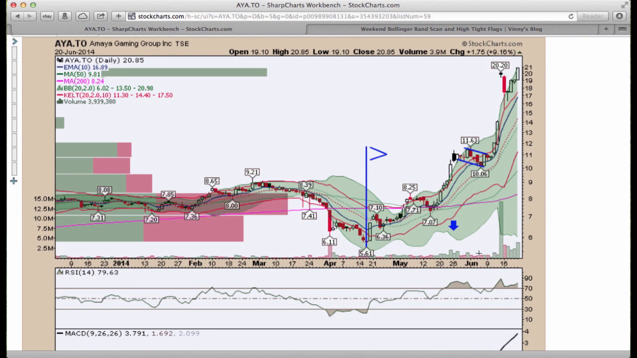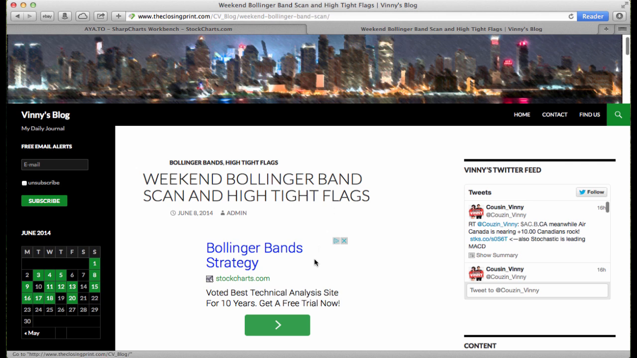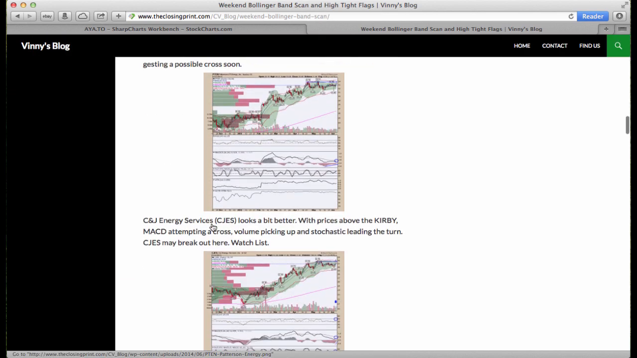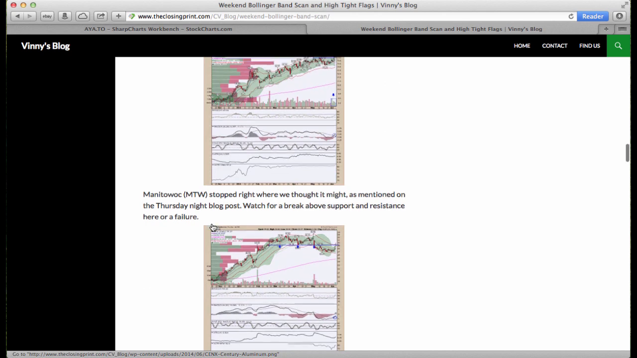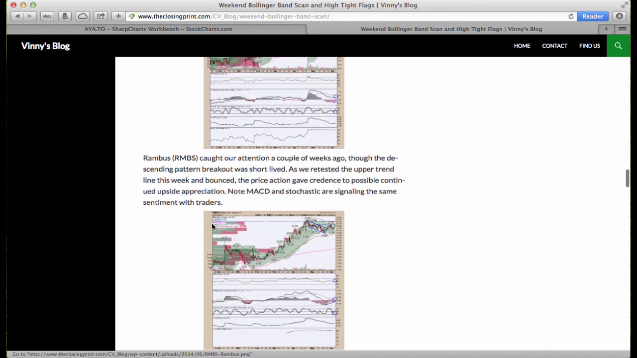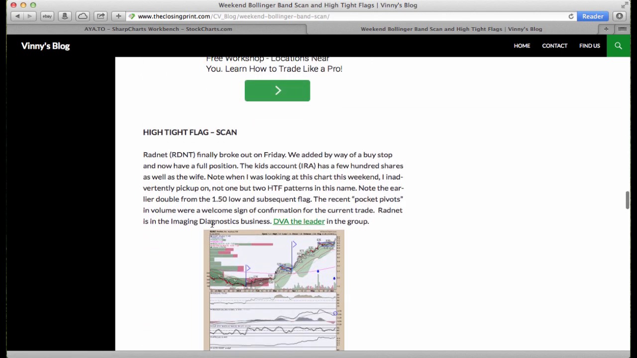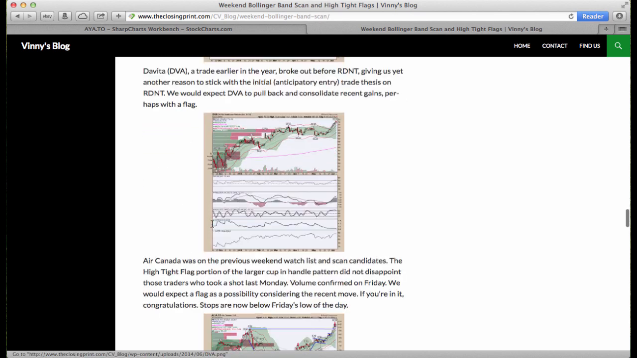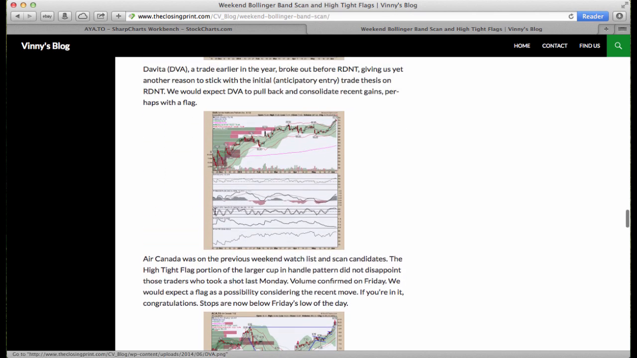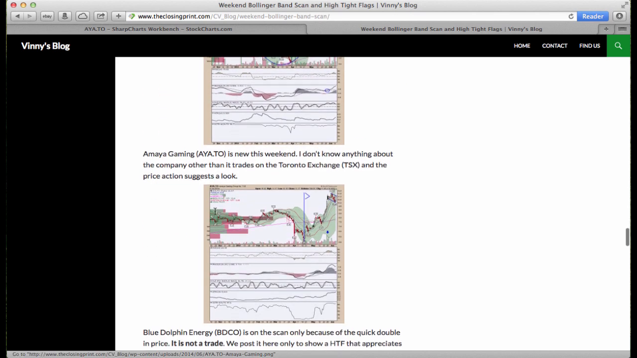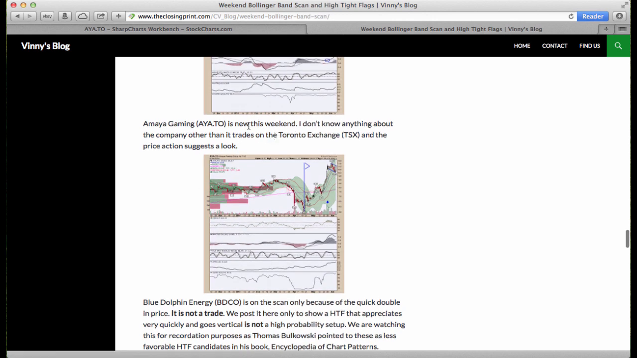Now on June 8th, which is this period right here, just before it broke out, we sent out this blog post on the weekend. We were looking at Bollinger Band and high tight flags. Now we like high tight flags when they appear. They are more scarce because of the criteria. We saw Air Canada, that went on to do quite well. And here's Amaya Gaming. All right, it's new this weekend.